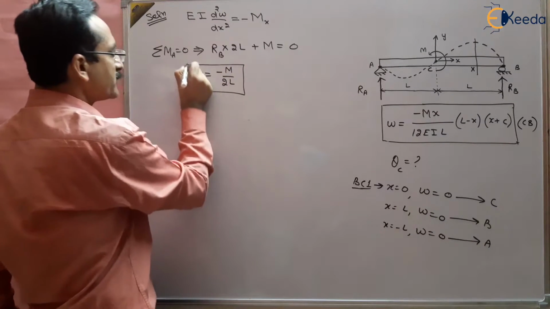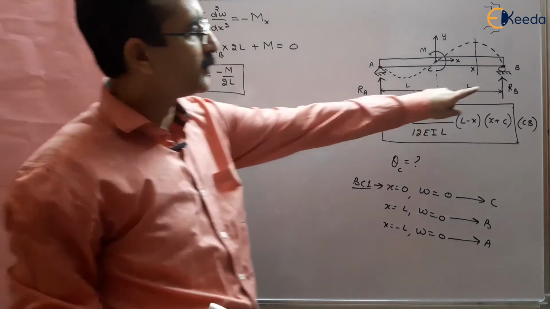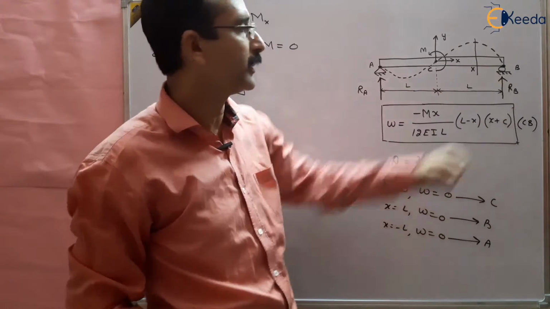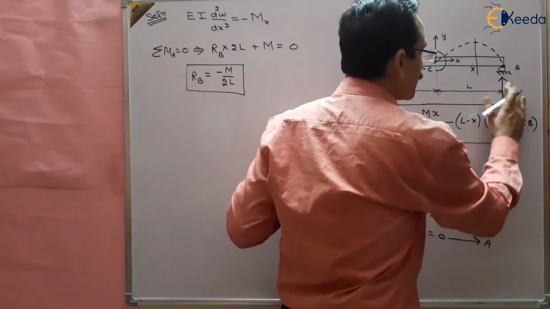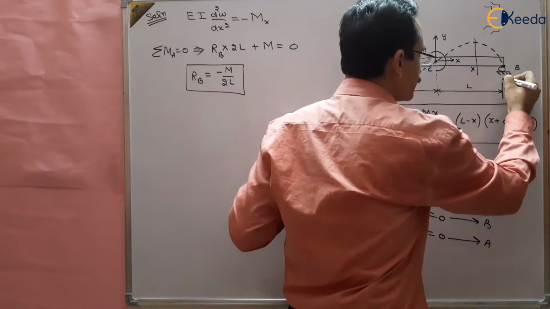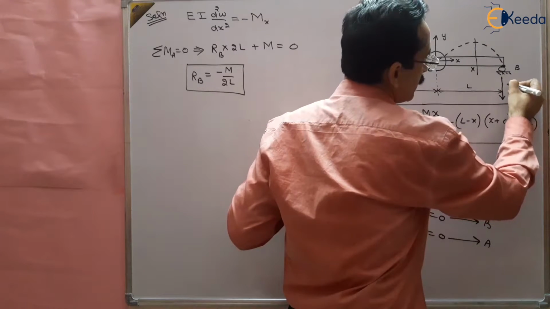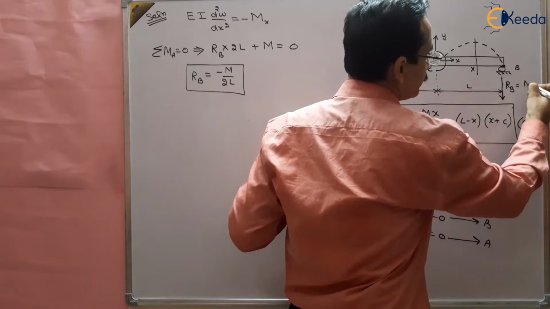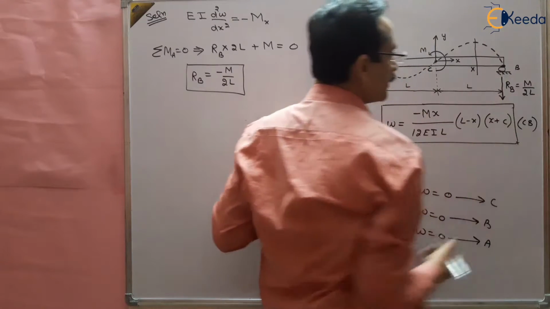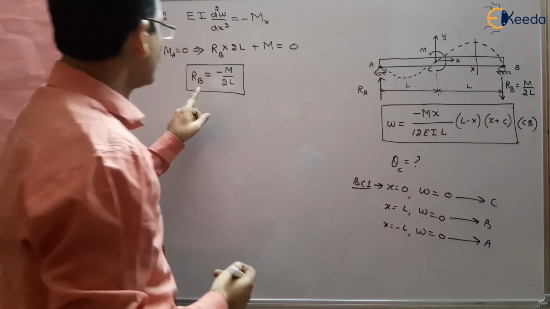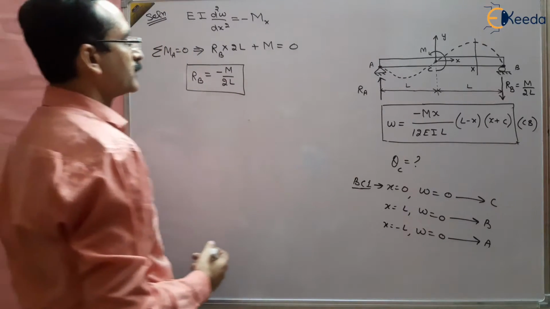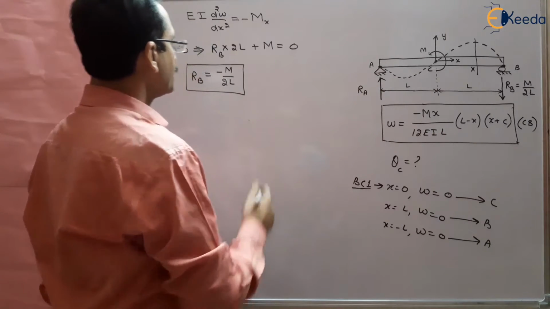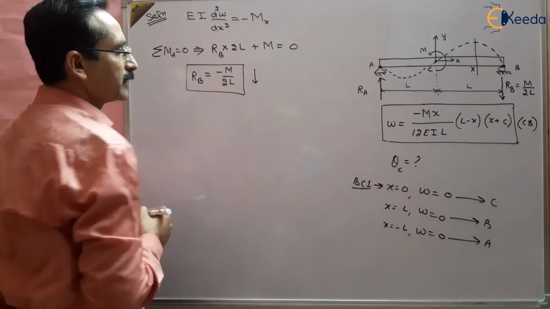Minus M by 2L shows that the reaction RB is in the opposite direction to what we have shown here by the arrow, right? So we can reverse the arrow here, so that the RB value comes out to be M by 2L, and now it becomes positive, opposite to the direction we assumed earlier. So it is basically in the downward direction.